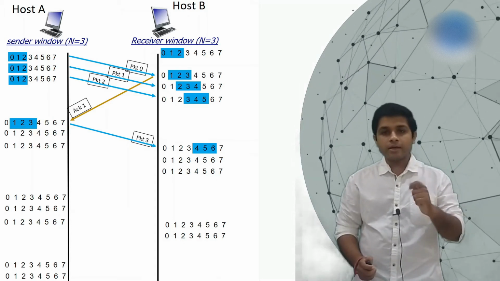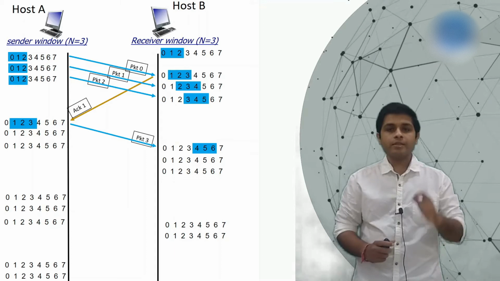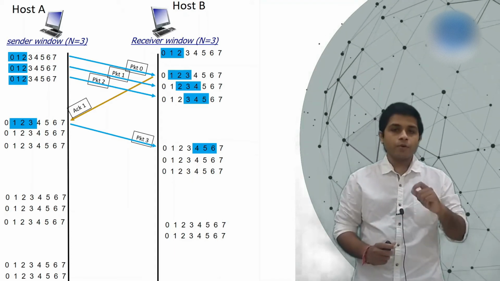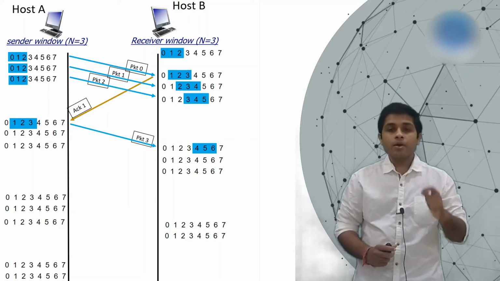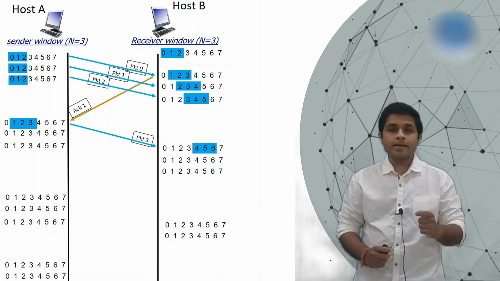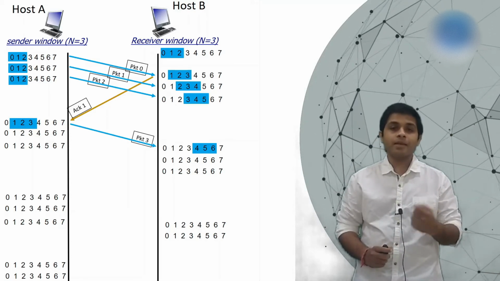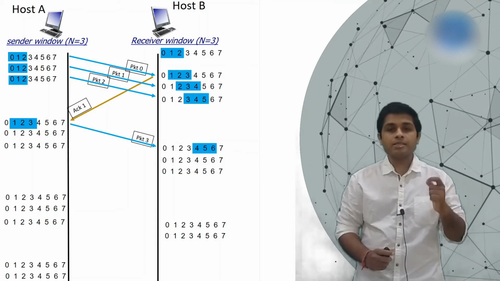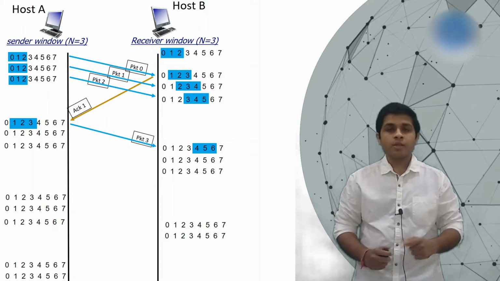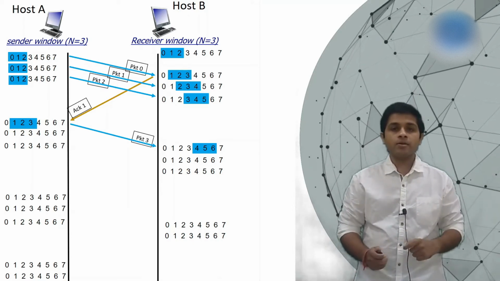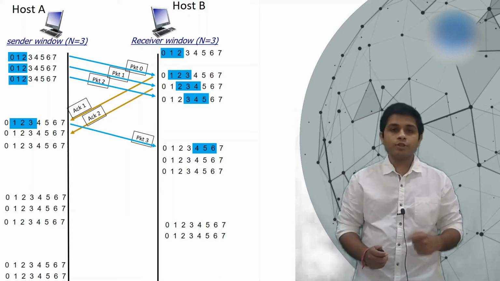And what is the current position of the receiver's window? That is 4, 5 and 6. So from the current position of the receiver's window, you will know which sequence of packets the receiver is expecting next. So for the next time, the receiver is expecting packets 4, 5 and 6. So for the received packet 1, B will send the acknowledgement 2.